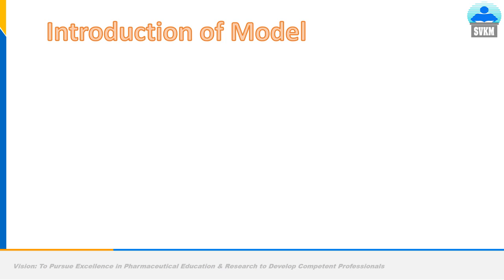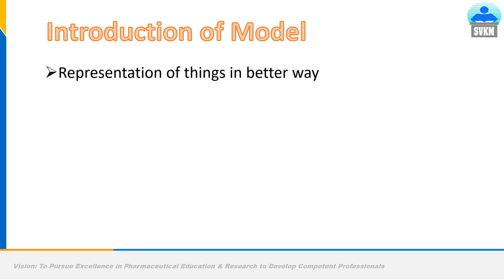Let us start with the introduction of the model. A model is nothing but the representation of things in a better way. It is hypothetical. We just take one example related to a cloth shop. If the clothes are worn by different models, then we can think about how they will look if I wear them. If the clothes are arranged on a shelf, then it is not easy to understand. But when the same clothes are worn by a dummy model, then we easily understand the pattern of the cloth, the type of cloth and so on. So, the model is a representation in a better way.